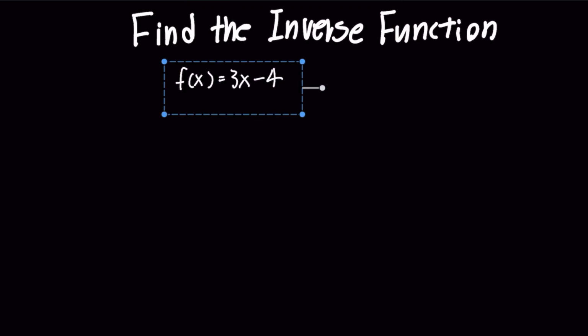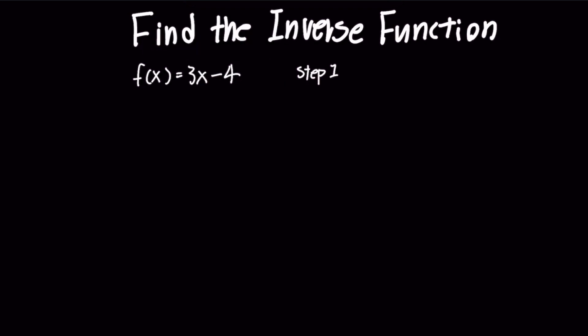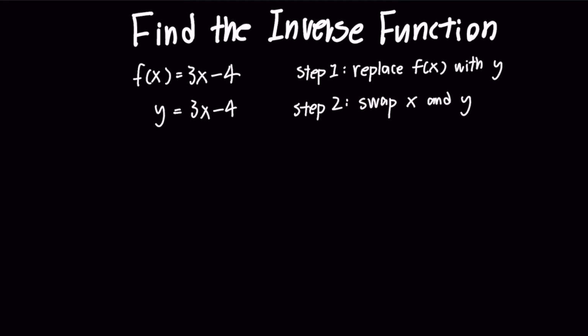Okay, now we know what an inverse function is, but how do we find the inverse function of a function? So step 1, we're going to replace the f of x with y. So we're going to get y equals 3x minus 4. Step 2, we're going to swap the x and y, so that gives us x equals 3y minus 4. And then step 3, we solve for y.